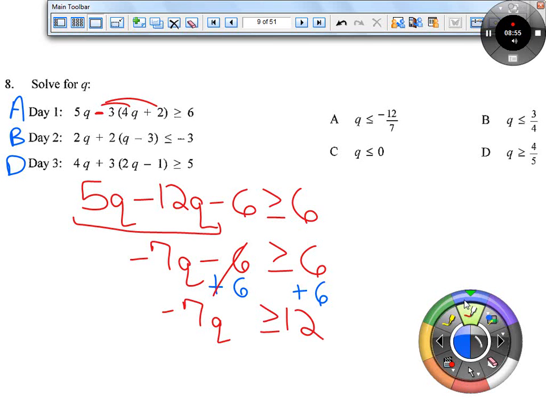And then the last step would be to divide by negative 7. And when I divide by negative 7, I do have to remember that when you multiply or divide by a negative, you have to reverse the inequality, and then it's going to be negative 12 sevenths. So Q is less than or equal to negative 12 sevenths. So that's why it's that one.